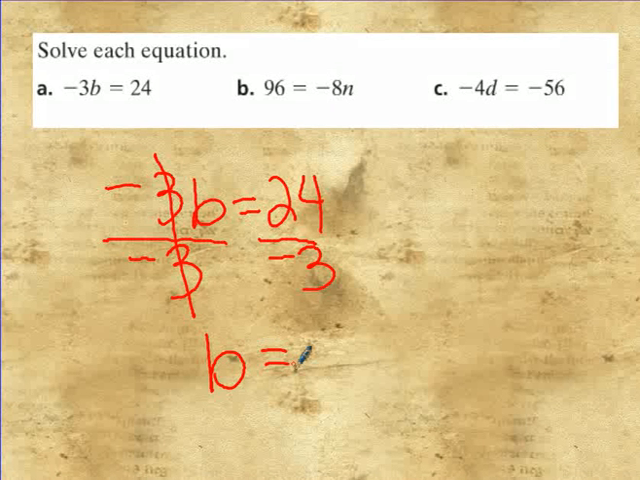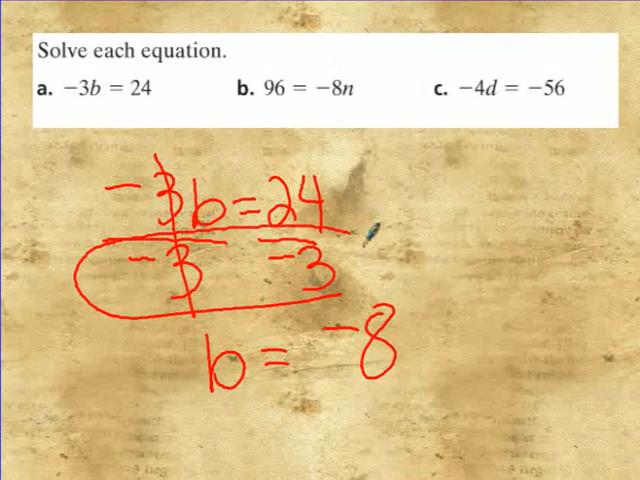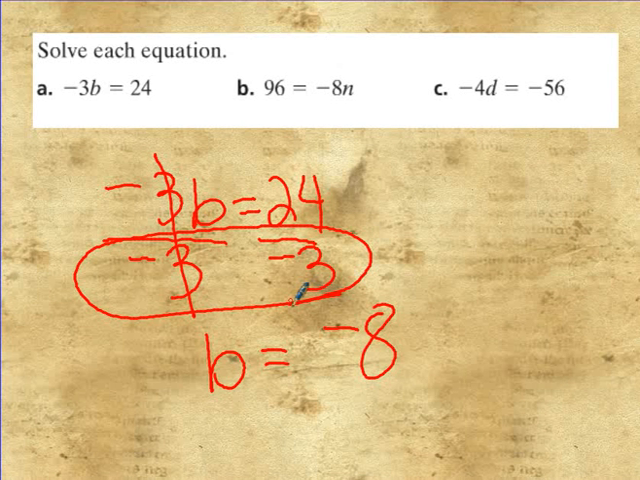24 divided by -3 is positive divided by negative is a negative. So that is -8. Go back in your notes and make sure that you showed your steps for the inverse operations. If you do not show your steps, you will not get credit for solving these equations. Pause the movie now and try B and C. You will check these answers with your teacher in class tomorrow.